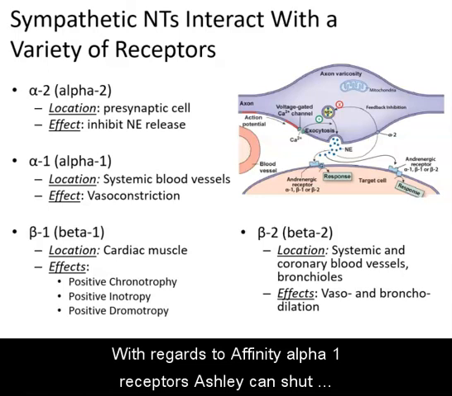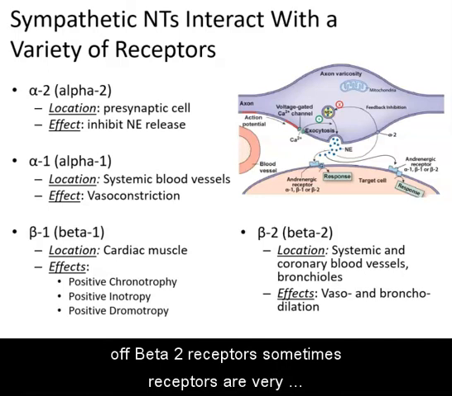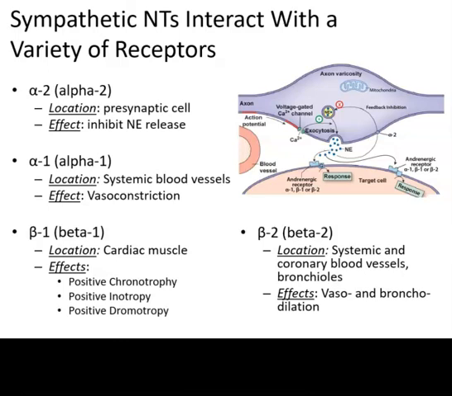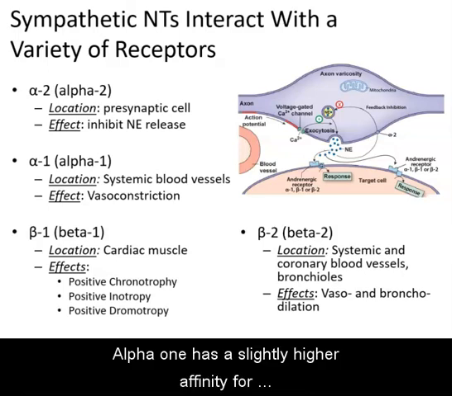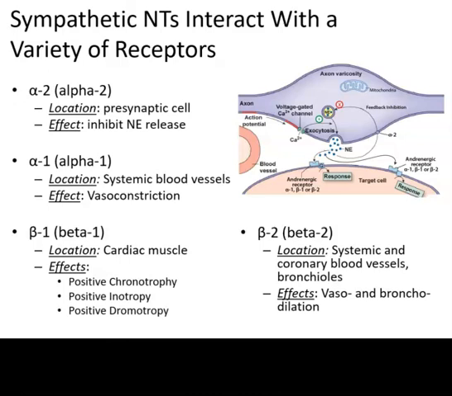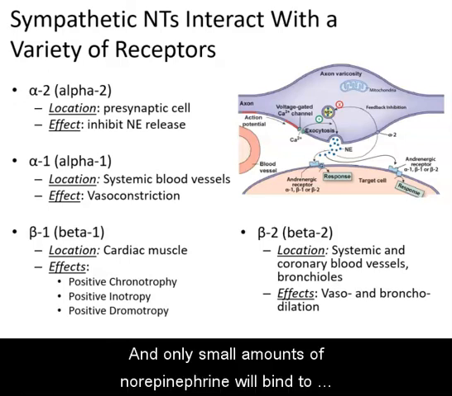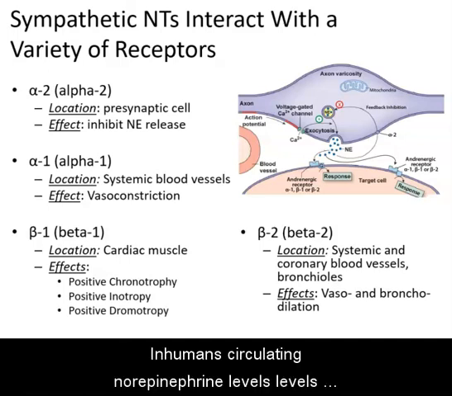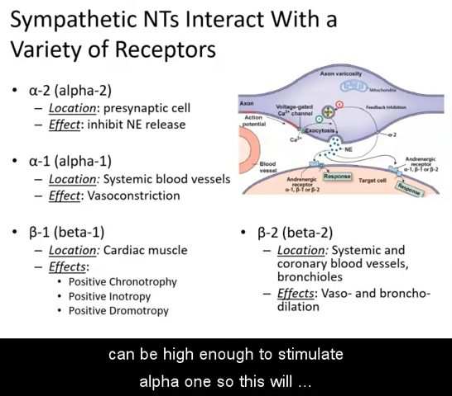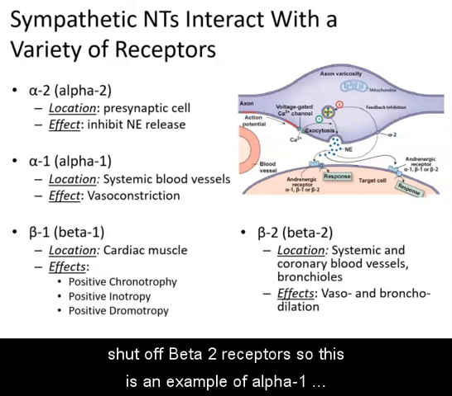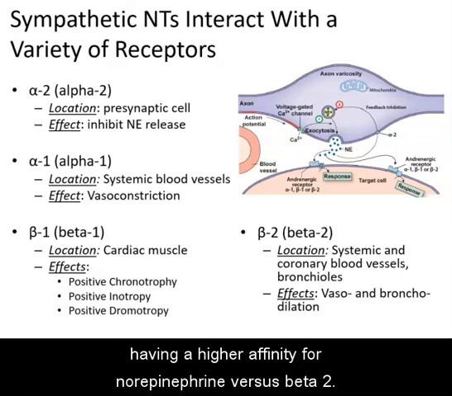With regards to affinity, alpha-1 receptors actually can shut off beta-2 receptors. Sometimes these receptors are very close together. They can be on the same target cell. Alpha-1 has a slightly higher affinity for norepinephrine, and only small amounts of norepinephrine will bind to beta-2 receptors. In humans, circulating norepinephrine levels can be high enough to stimulate alpha-1, so this will shut off beta-2 receptors. So this is an example of alpha-1 having a higher affinity for norepinephrine versus beta-2.